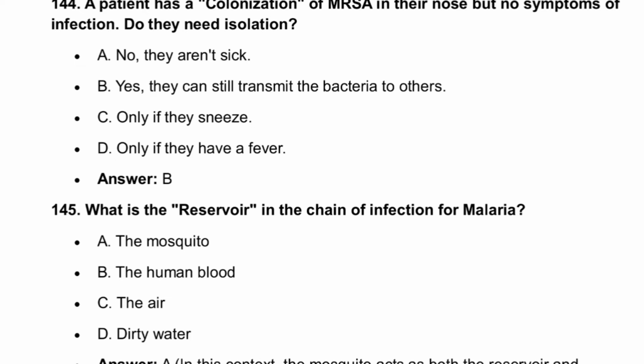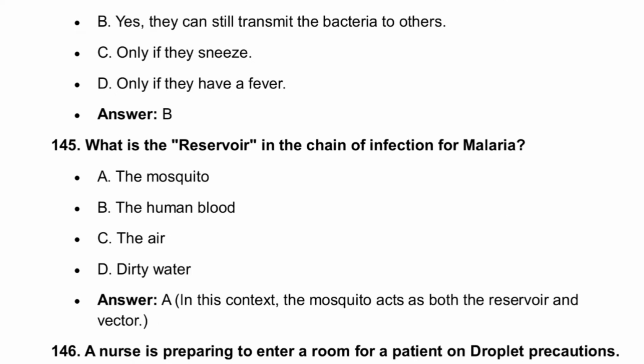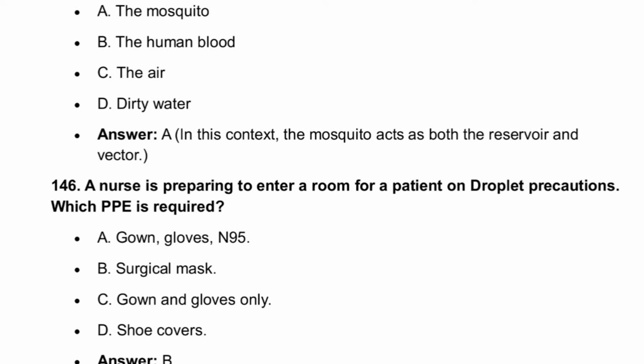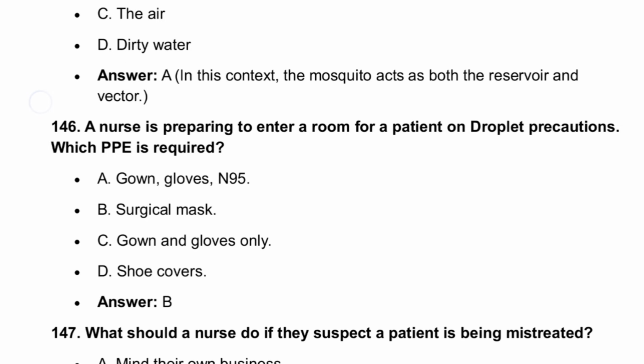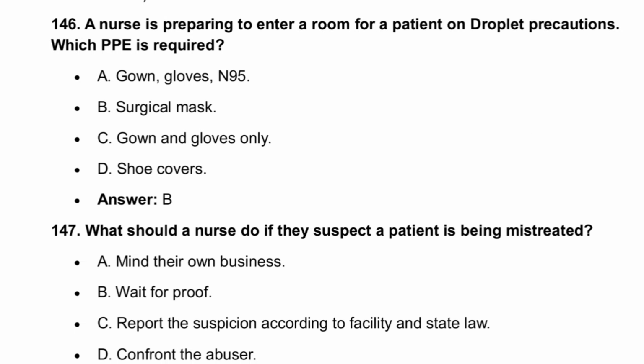What is the reservoir in the chain of infection of malaria? Reservoir কি আছে? A, the mosquito. A nurse is preparing to enter the room of a patient with droplet precautions. Which PPE is required? B, surgical mask.